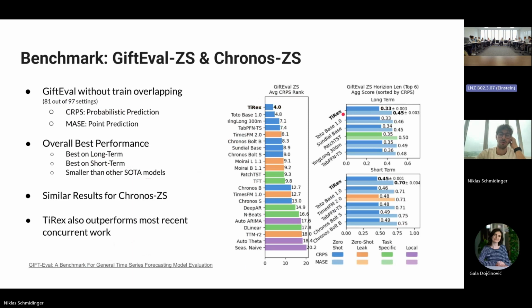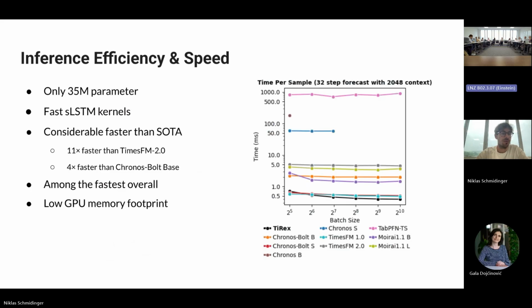Yeah, also there was concurrent work like this Toto. I don't know, maybe you have heard of it. I think it's from Datadog. And it also outperformed that. But there's still a lot of room to improve.